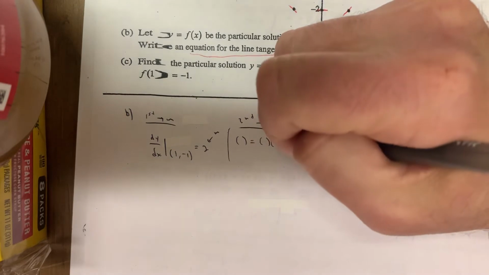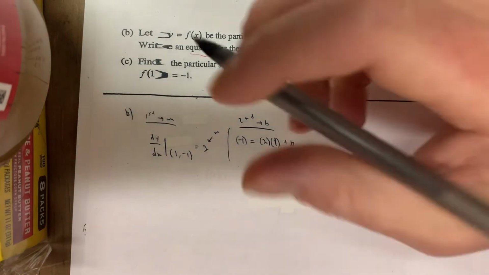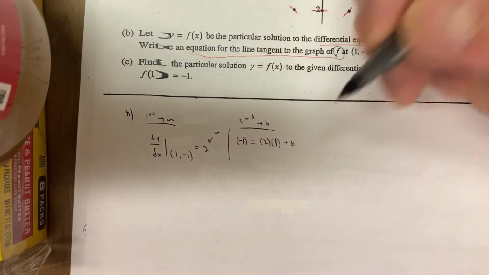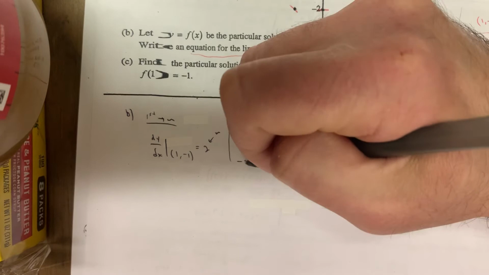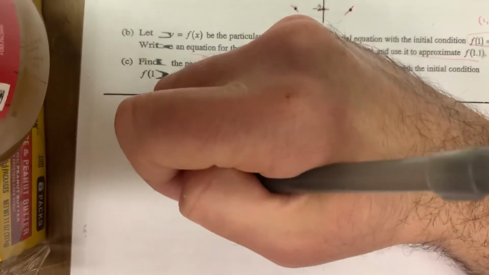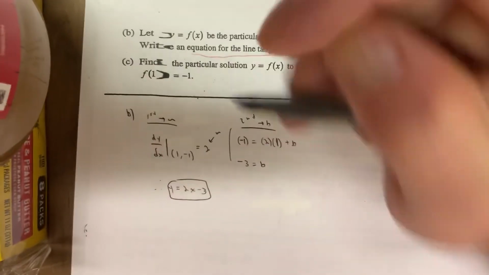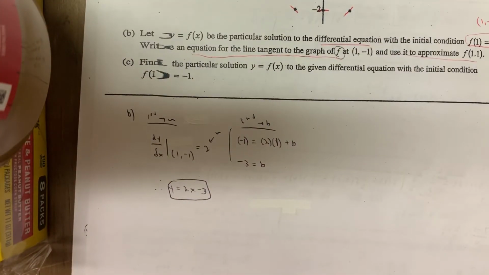We know x is 1. We know m is 2. We know y is negative 1. They gave it to you here, folks, okay? So they really set you up. Negative 1 equals 2 plus b. Subtract 2 from both sides, negative 3 equals b. Therefore, the equation of the tangent line is y equals 2x minus 3. It's actually an incredibly easy tangent line problem right there.